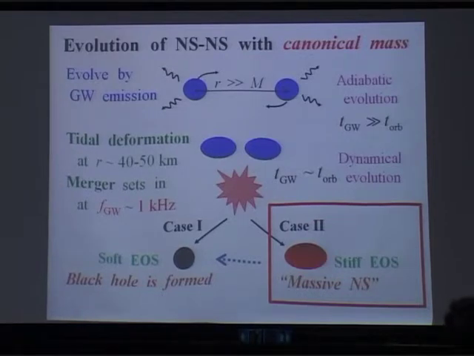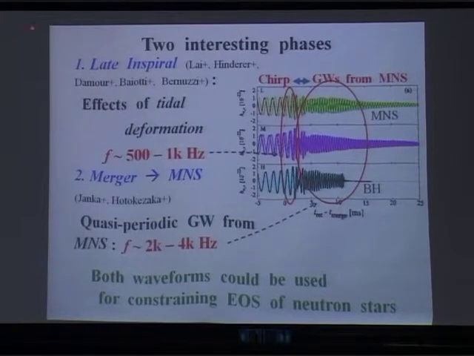So these kinds of stiff equations of state have not been ruled out, have they? No. So will that give us some gravitational signature when this case 2 happens? I will talk about that from now. Yeah.